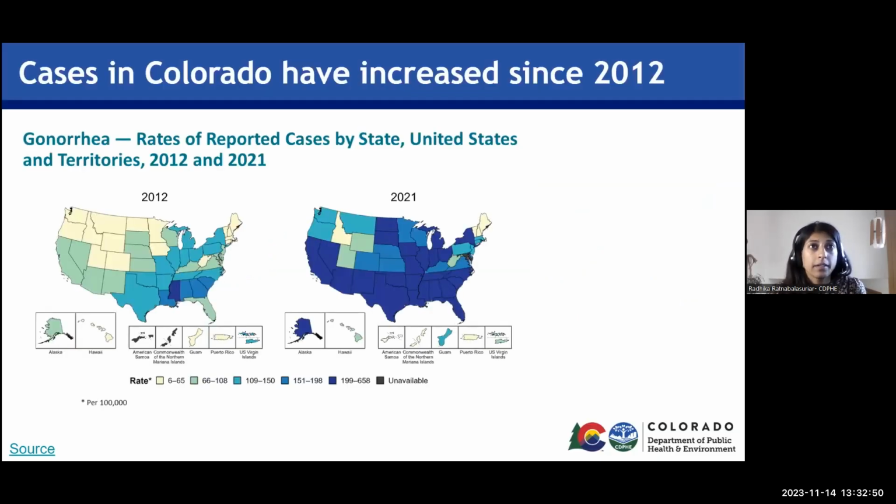Cases in Colorado have increased since 2012. So this is not just a national problem, it is a problem in Colorado. And here I'm just showing you that difference with the coloring from 2012 to 2021. You can see Colorado is now at a rate in the range of 199 to 658.